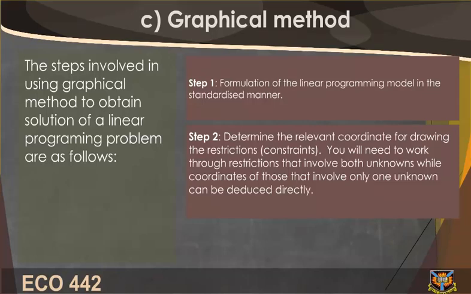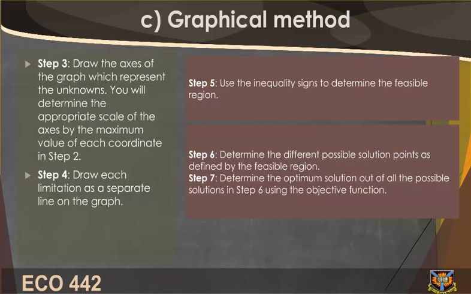C. Graphical method. The steps involved in using the graphical method to obtain the solution of a linear programming problem are as follows. Step 1. Formulation of the linear programming model in the standardized manner. Step 2. Determine the relevant coordinates for drawing the restrictions, constraints. You will need to work through restrictions that involve both unknowns, while coordinates of those that involve only one unknown can be deduced directly.